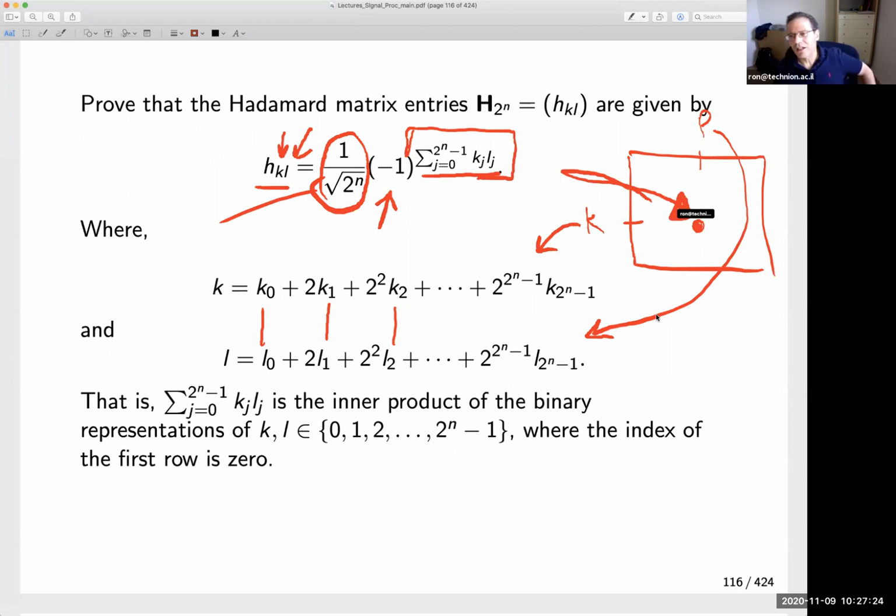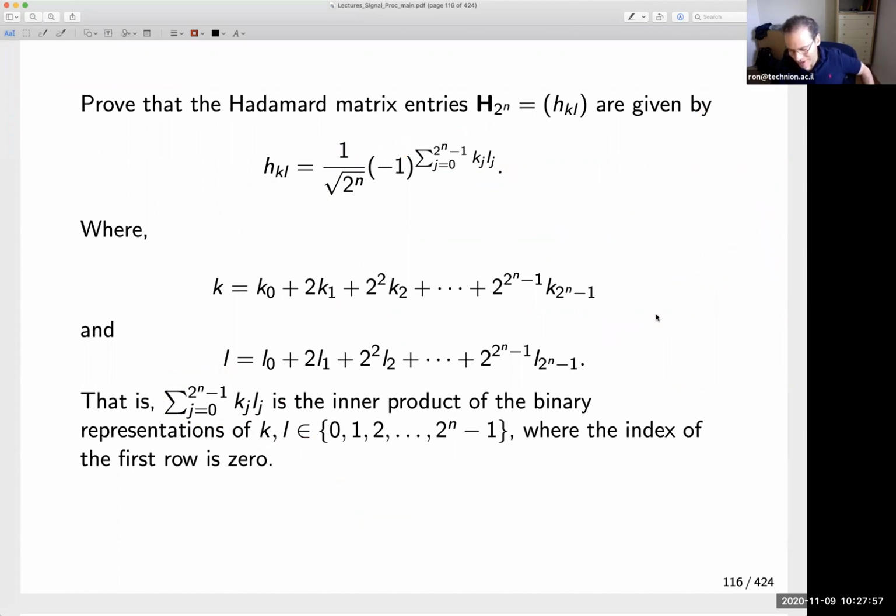It is important if you'd like a fast way of generating Hadamard matrices. If you'd like a fast way of generating Hadamard matrices, what you need to do is take the inner product of the binary representation of the indices, and then take -1 to this power, and this would give you the right entry in the Hadamard matrix. So this is just a good-to-know way of how you populate your Hadamard matrix entries.